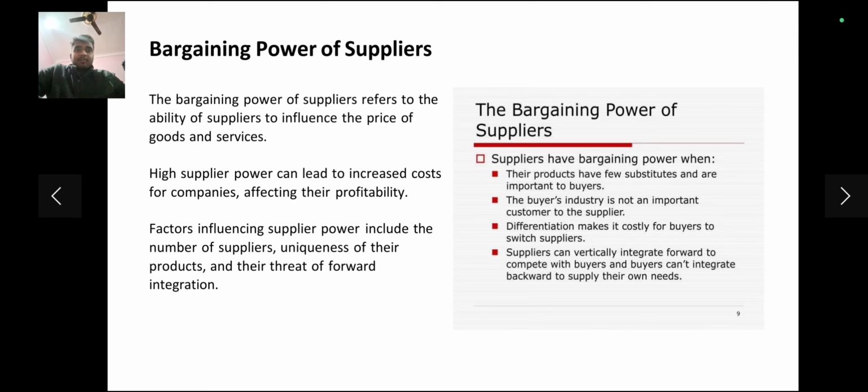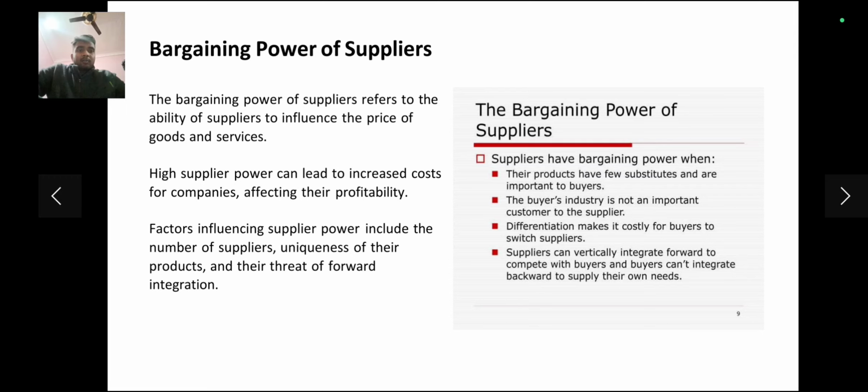Bargaining power of suppliers. The bargaining power of suppliers refers to the ability of suppliers to influence the price of goods and services. High supplier power can lead to increased costs for companies, affecting their profitability. Factors influencing supplier power include the number of suppliers, uniqueness of their products, and their threat of forward integration.